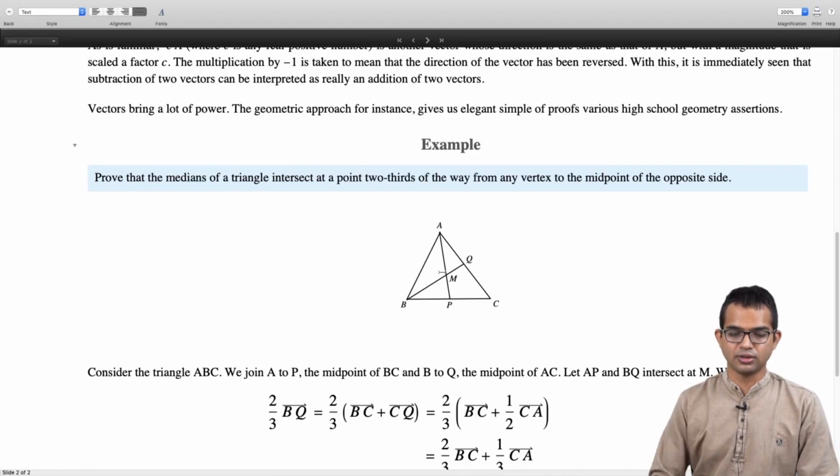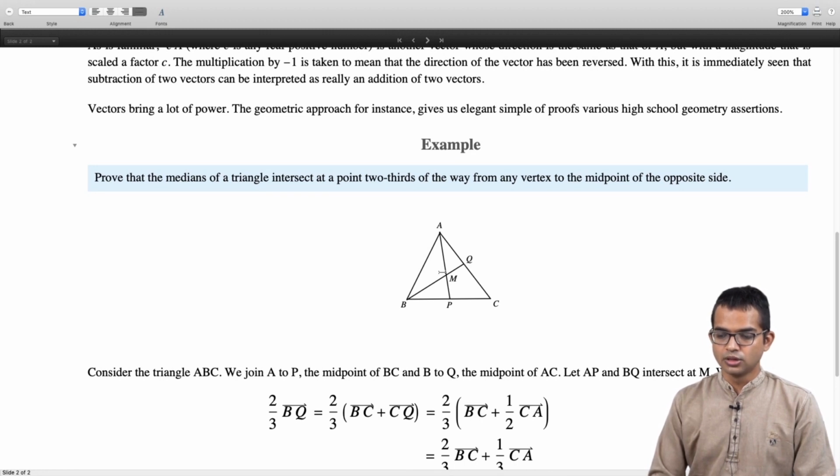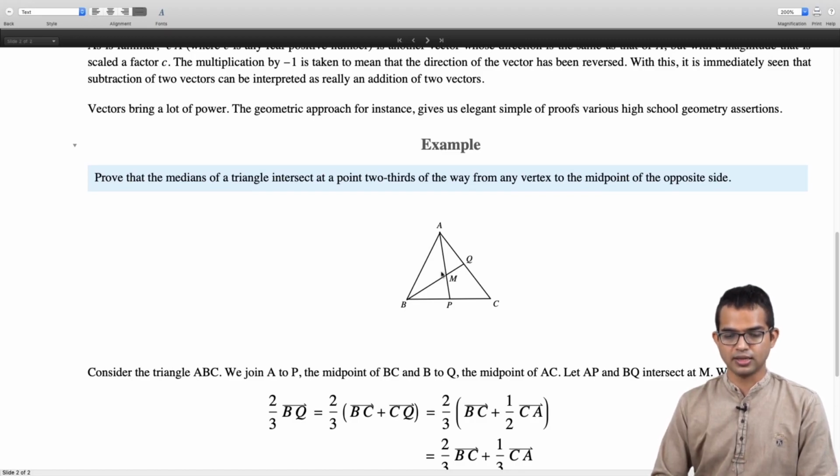So consider this triangle. I have joined AP and I have joined BQ, and let them intersect at M. All of this is by construction. We have just drawn these things and named them. Now let's look at this vector BQ. I want to look at 2/3 of the vector BQ. It starts at B and goes all the way up to Q. So what is 2/3 of BQ? From the parallelogram law of addition, BQ is nothing but BC plus CQ. It's important to get the direction right. So BC plus CQ is equal to BQ.